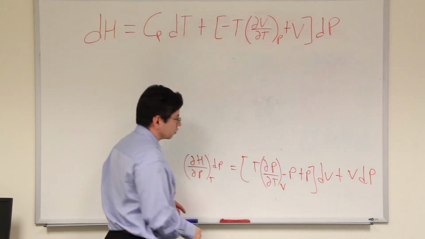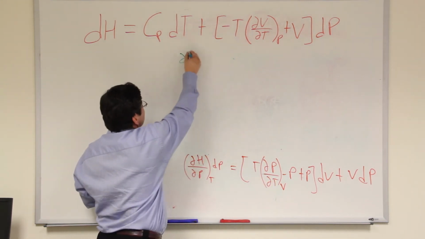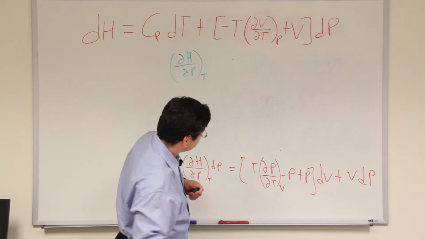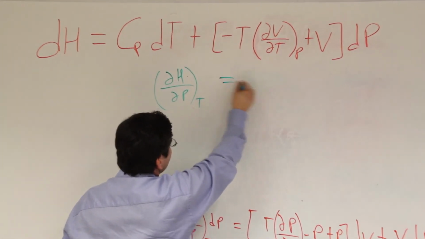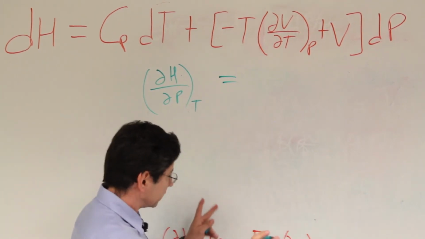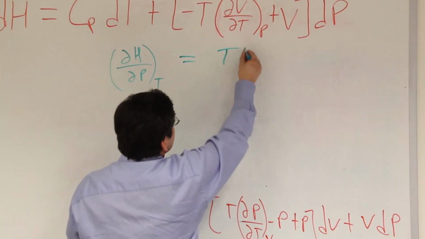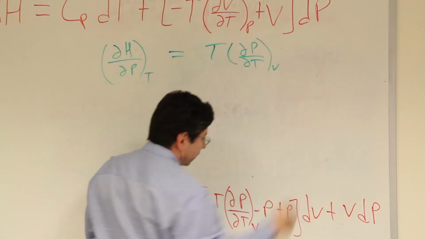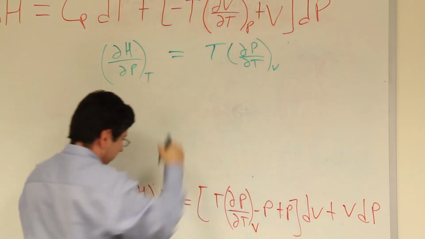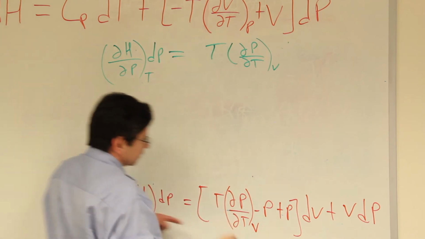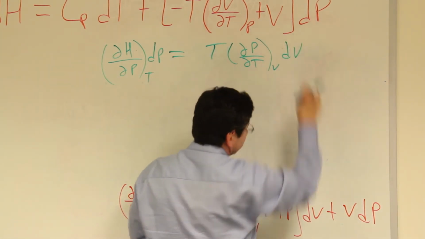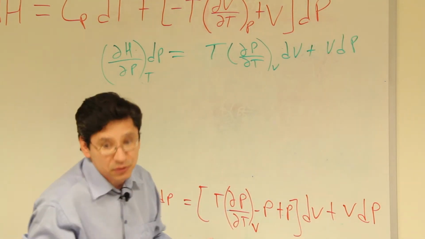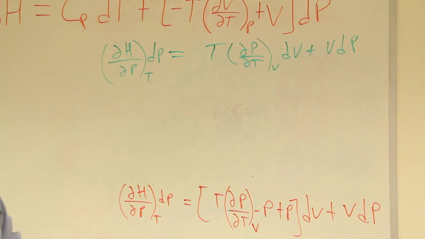Great. So what do we have? We have (∂H/∂P) at constant temperature equal, so this P goes with this P, cancel, so we have T (∂P/∂T) at constant volume. Oh, we have the dP here, so keep it. So we have the dV plus V dP. So what do you guys think is natural to do now? Right? What will be the next step?